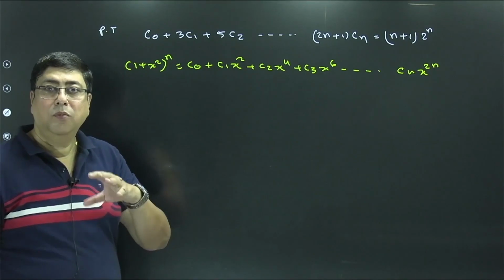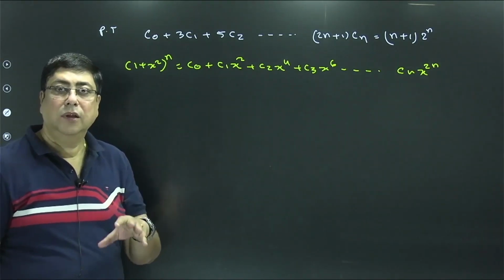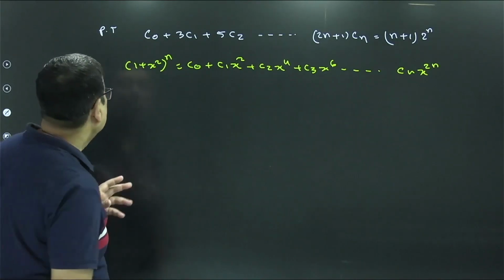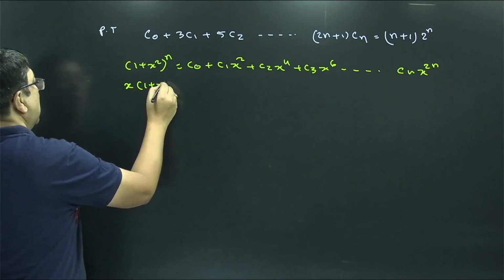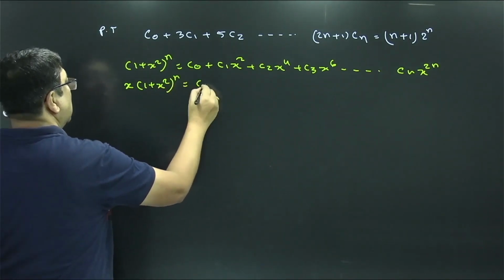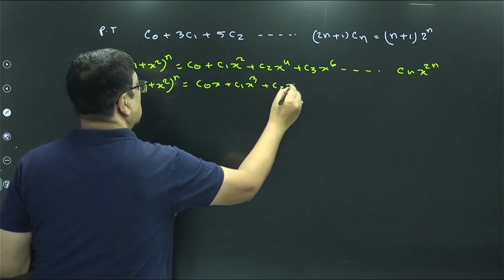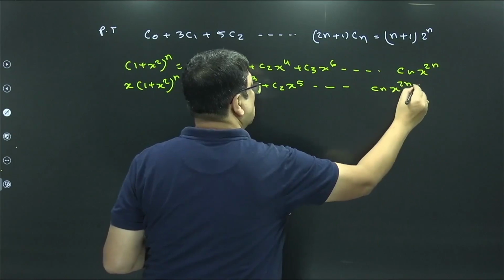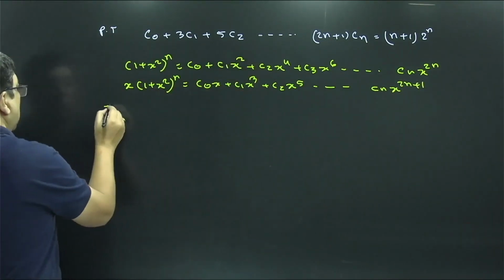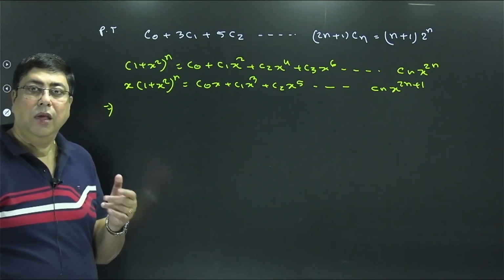Therefore, we have to multiply both sides by x. Otherwise, if we differentiate, c0 would become 0, since the derivative of a constant is 0. So let us multiply by x on both sides. We get x into (1 plus x square) whole to the power n, that is c0x plus c1x cube plus c2x to the power 5, up to cn x to the power 2n plus 1. Now in this case it is in the form of uv, so differentiate by the uv formula.